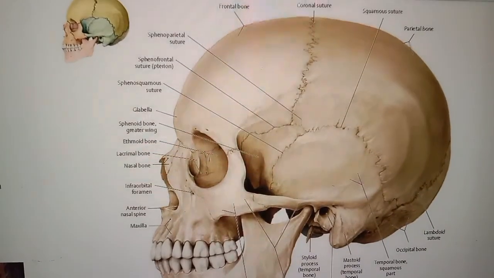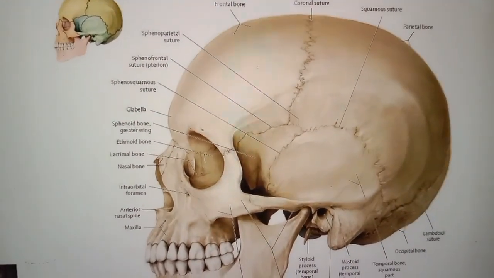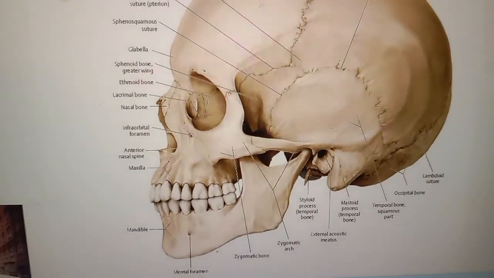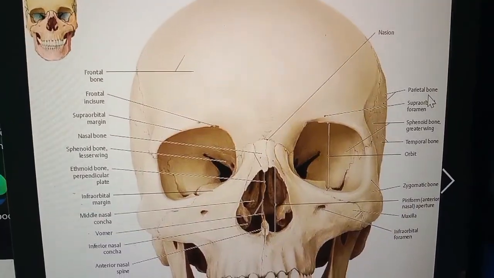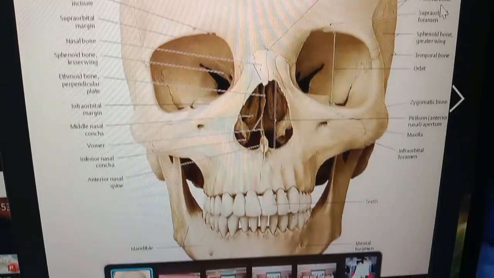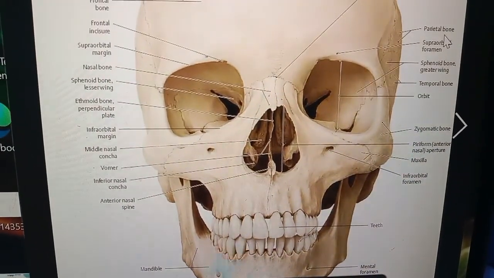These are the bones of the head. Side view. And this is the front view of the skull bone. So, front view.